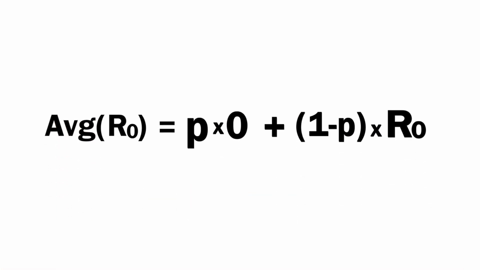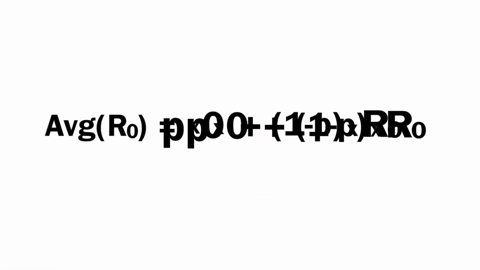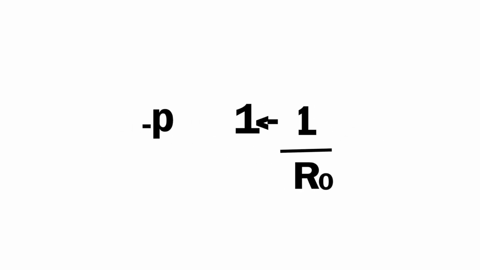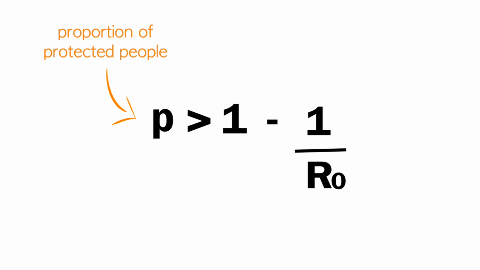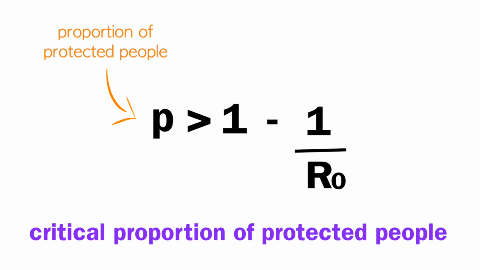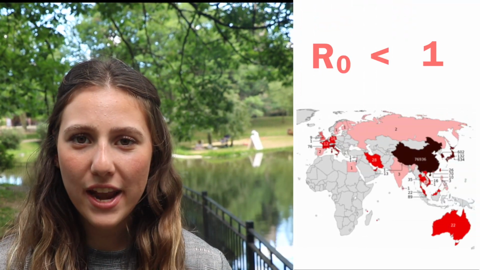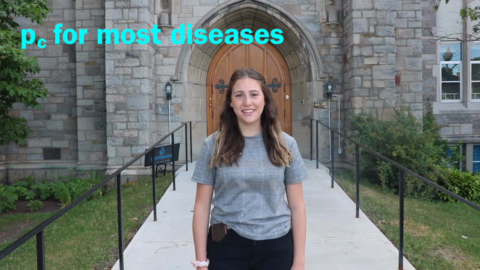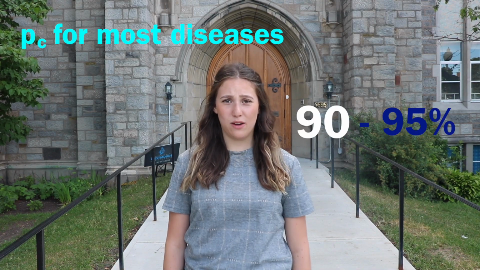Because we want our average R0 to be less than 1, we can make this equation an inequality. Rearranging this inequality tells us that the proportion of protected people must be greater than 1 minus 1 over R0. We can call this value the critical proportion of protected people, PC. If we can reach PC by vaccinating enough of the population, we can know with certainty that R0 will be less than 1 and the disease will not spread. PC for most diseases is within the 90 to 95% range.